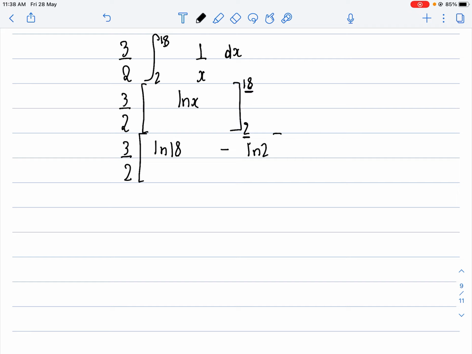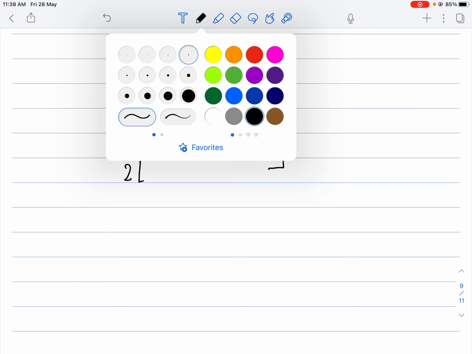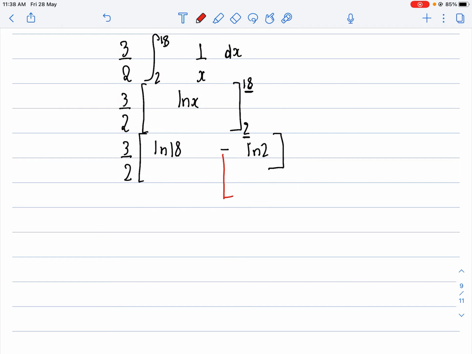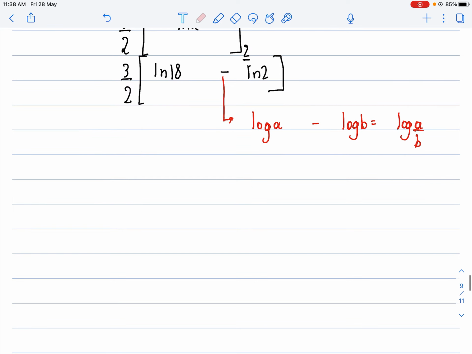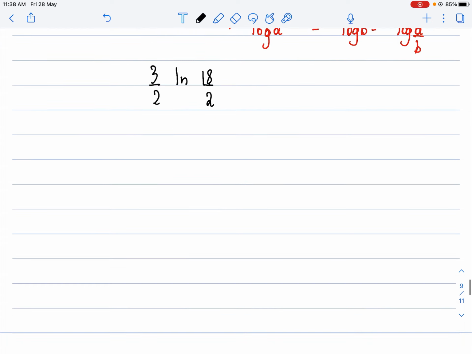ln 2. Now I know a very important log property here that states that log a minus log b is equal to log a over b. So I can simply write this as 3 over 2 ln 18 by 2, which I can simply write as 3 over 2 ln 9.